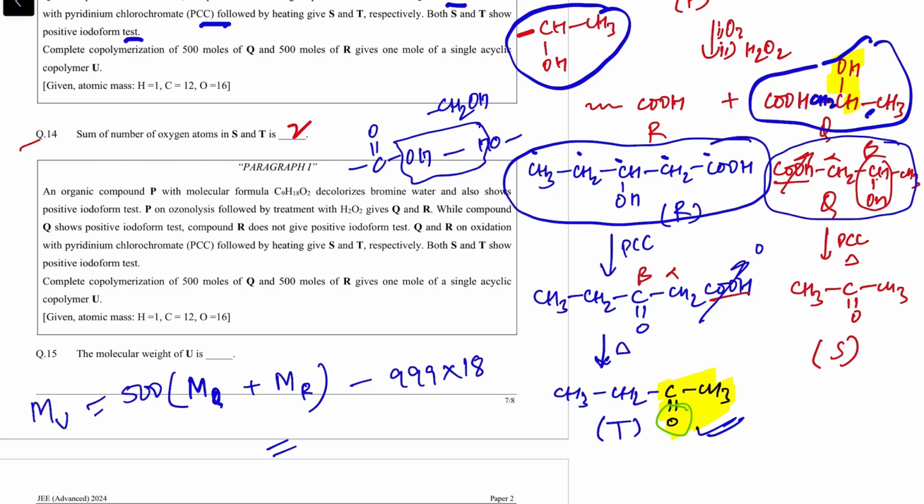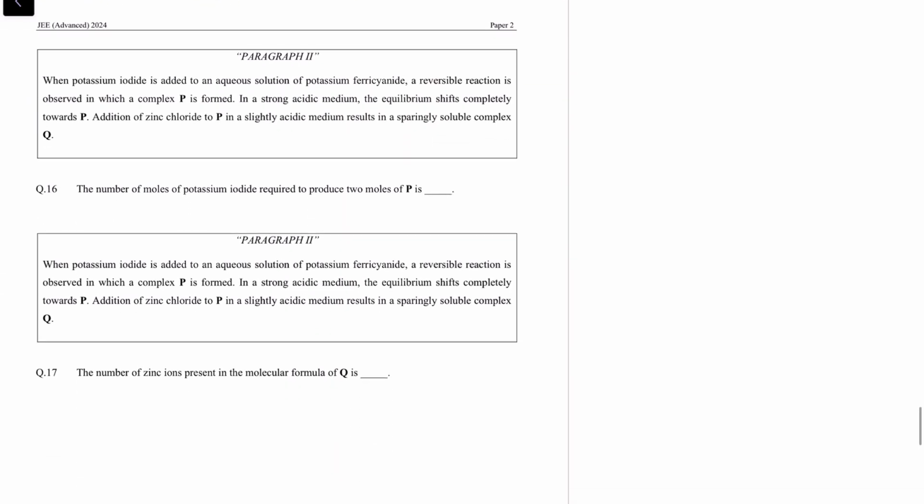If you work it out, the correct answer would be 93018. You can work it out. You can find out the molecular mass of Q from here, molecular mass of R from here, and then subtract 999 into 18 from this. Coming to the last segment of this, paragraph 2.